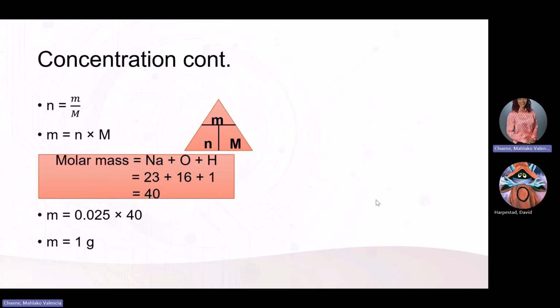All right, so this is just how we calculate our concentration. Remember, concentration is how crowded the particles are. So that is it.